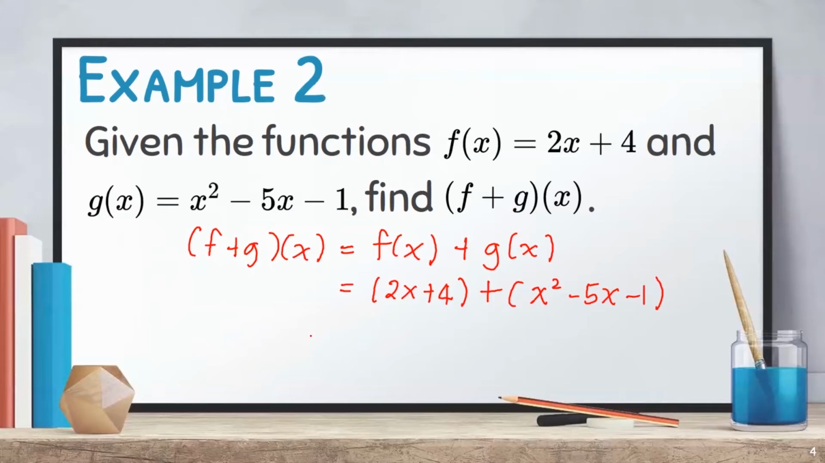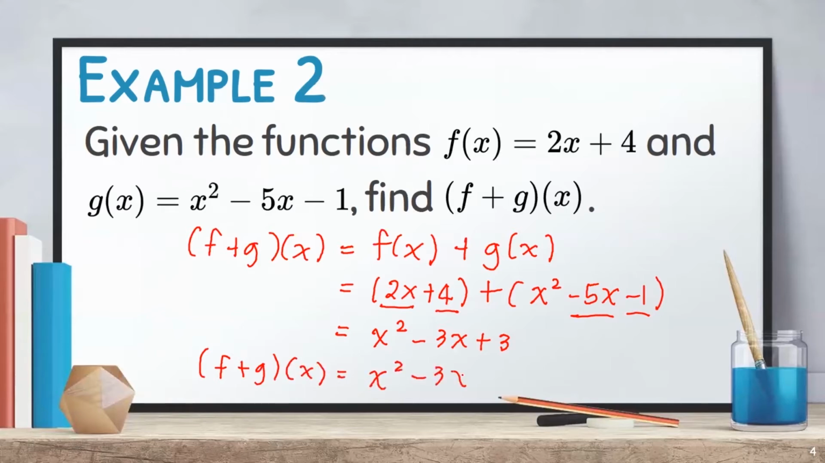So we will have, copy x squared, and in here we can combine 2x and negative 5x because they are similar terms. So that will become negative 3x. Also, we can combine positive 4 and negative 1, which will become positive 3. So finally, the sum of f of x and g of x is equal to x squared minus 3x plus 3.